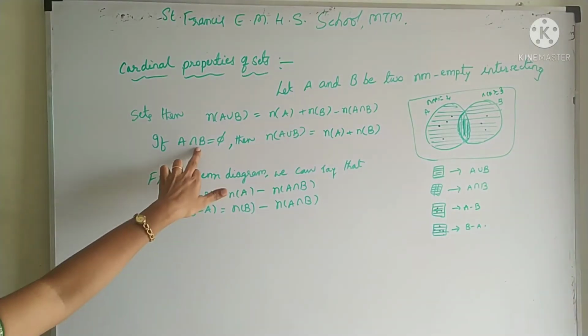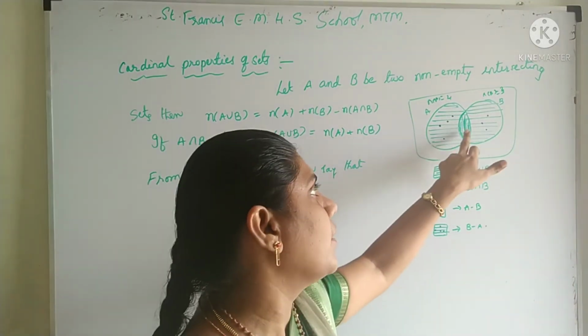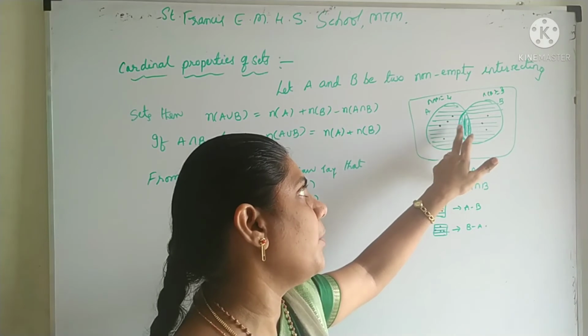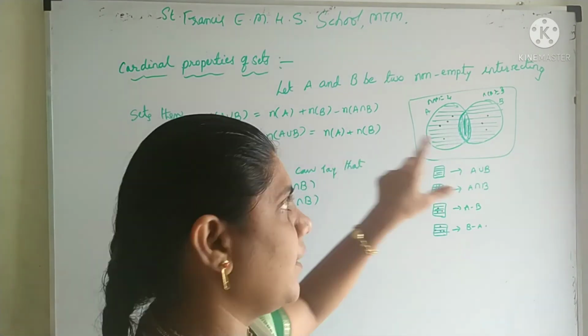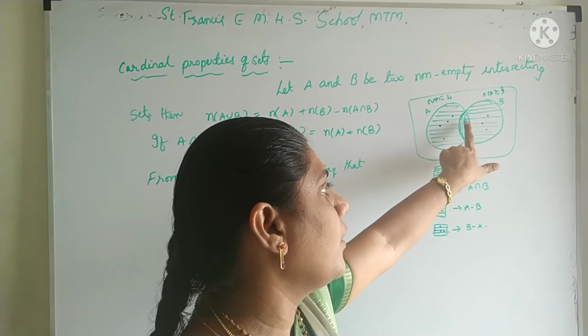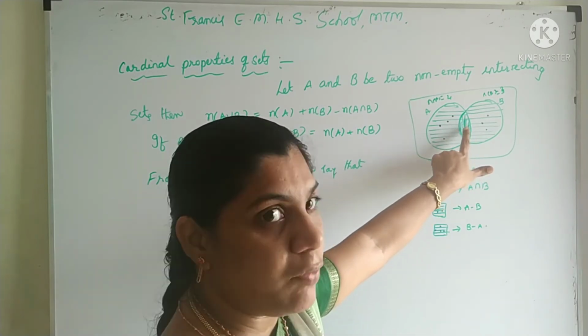Now, A intersection B is empty. When there are no common elements between these two sets, then A intersection B is the null set. So here I have not given any elements. This represents A intersection B being empty here.